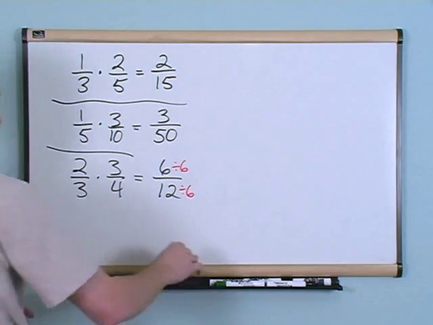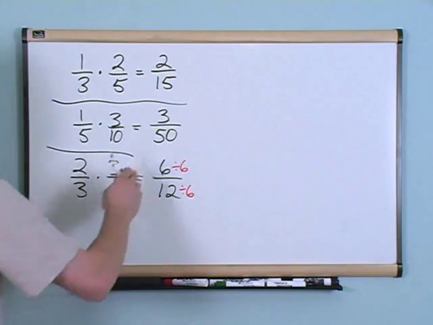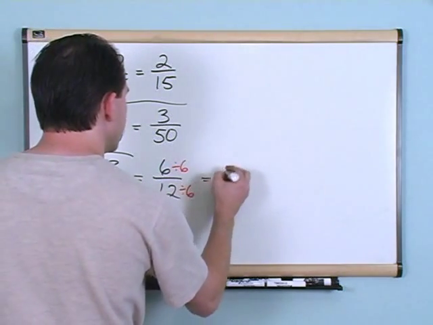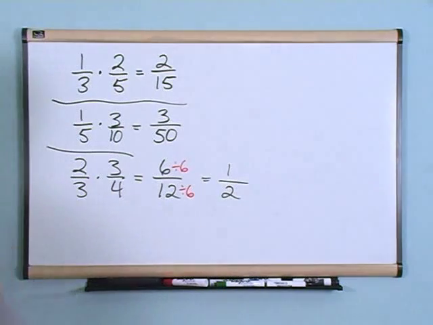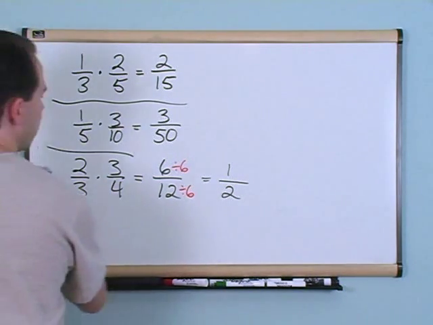As long as you're doing the same thing to the top and the bottom, you're okay. 6 divided by 6 would give you 1, and 12 divided by 6 would give you 2. So the final answer here would be 1/2. Okay? 1/2.